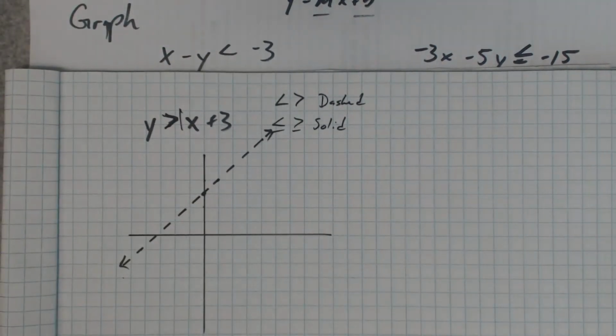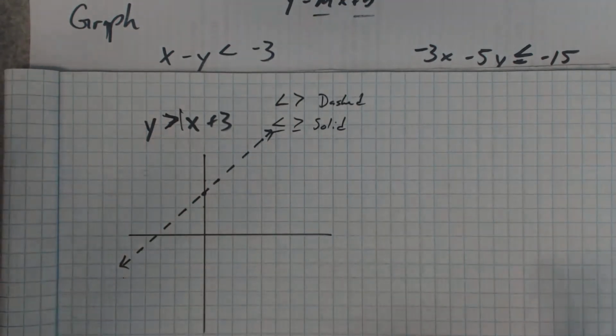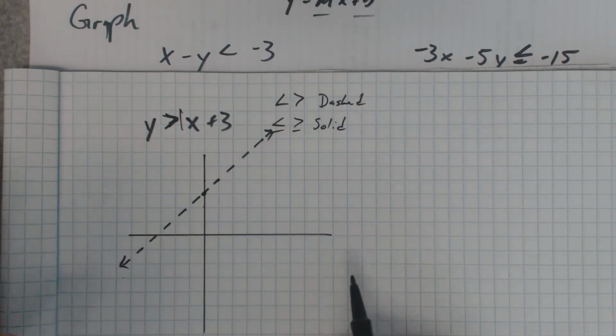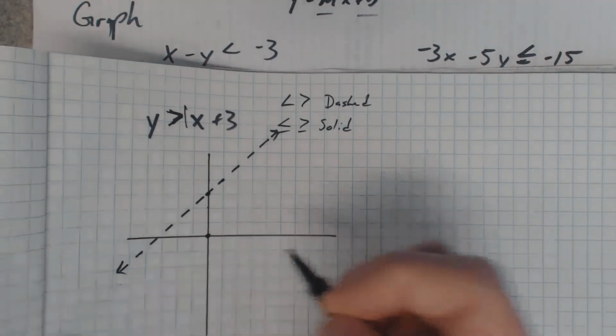Now, I'm going to do a test point to see which side of the graph I shade. I'm going to shade in this graph here because there's a bunch of points that work in this inequality. Remember, with these inequalities, there's a bunch of answers to them. It's not an equal to, it's a greater than. So I want to find a test point. I'm going to use 0, 0. That's going to be my test point.